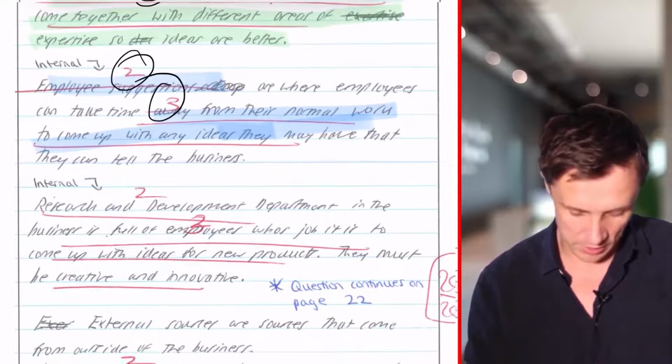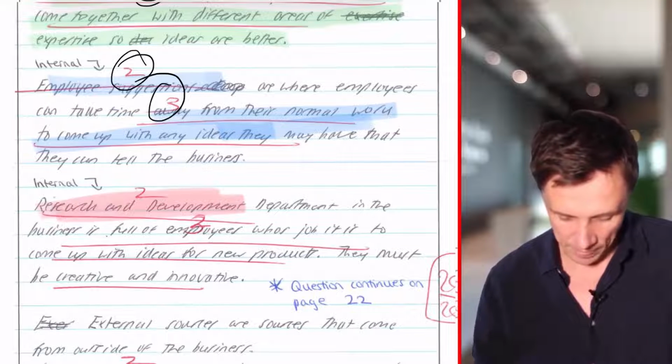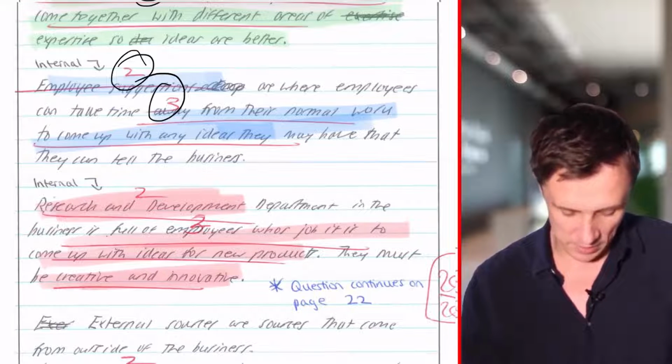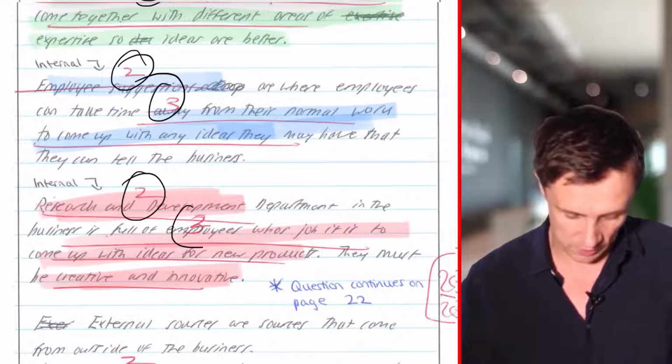Another internal one, guys, is research and development. So research and development, 2 marks. And again, it's a business full of employees whose job is to come up with new products, so they must be creative and innovative, okay? And that's it. So creative and innovative, that's fine. And they got their 2 and 2, that's 5.